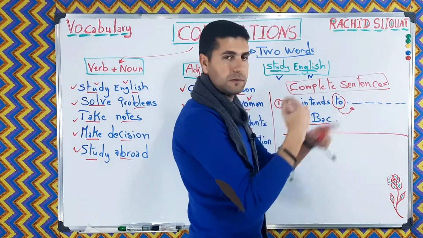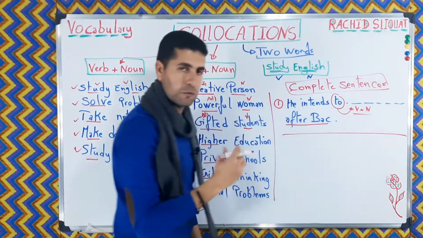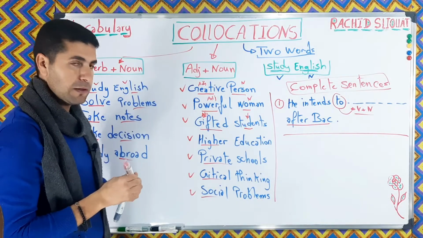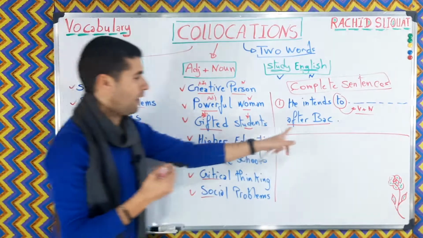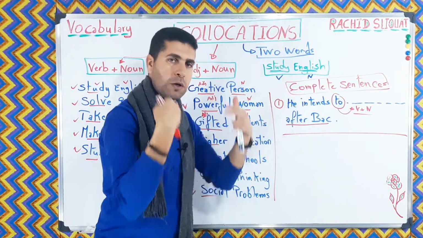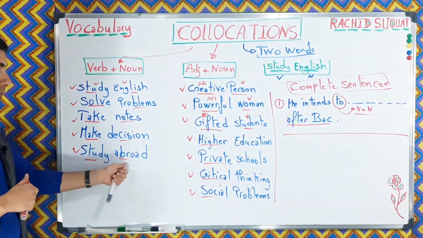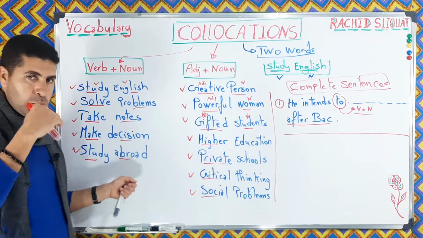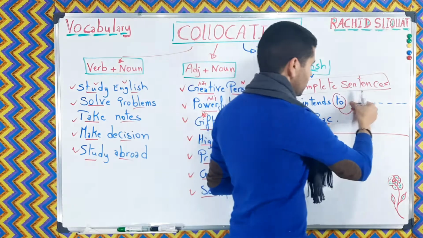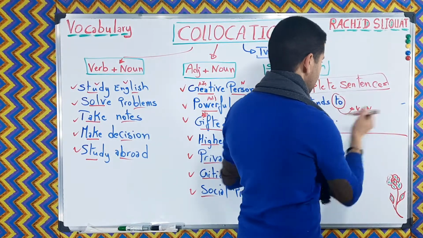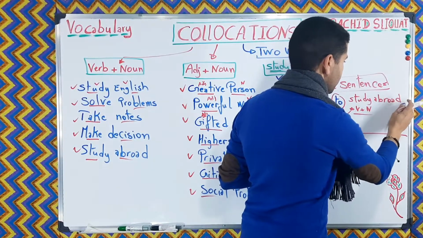We will have to use to plus a verb, so a verb plus a noun. Why? Because this is to plus a verb. So "he intends to", we need a verb plus a noun. As I said, after baccalaureate, this is something to do with studying. So for sure, to study abroad. He intends to study abroad after baccalaureate, okay? So we can say to study abroad.